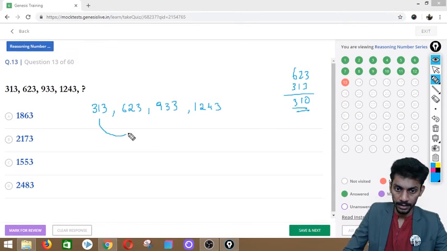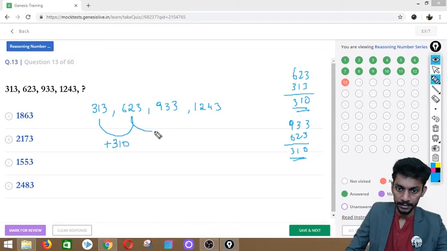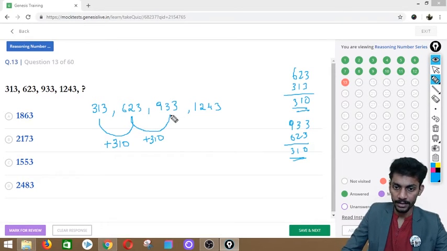310. So here plus 310 is added. Let's take the next number. 933 minus 623. Again here 310 is added. 310 is added. So the last even here, plus 310 is added. So for the next pattern also we need to add plus 310.